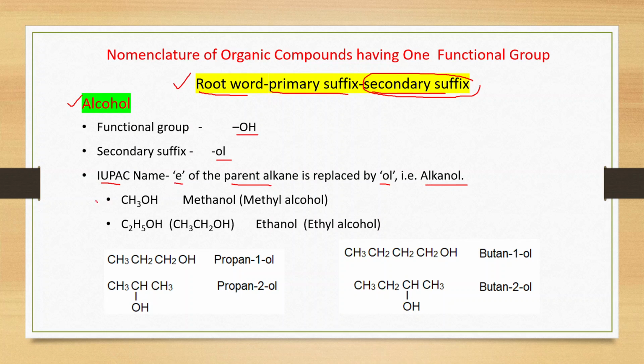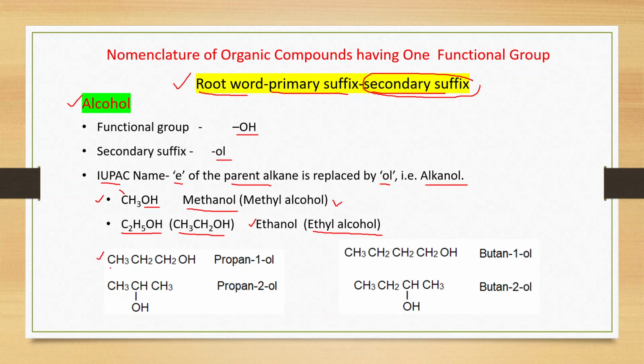For example, CH3OH. First of all, identify the functional group. This OH is the functional group, and one carbon atom is present. That's why this is methanol. Its common name is methyl alcohol. C2H5OH, which may also be written as CH3CH2OH, is named ethanol. In the common system, this is written as ethyl alcohol.